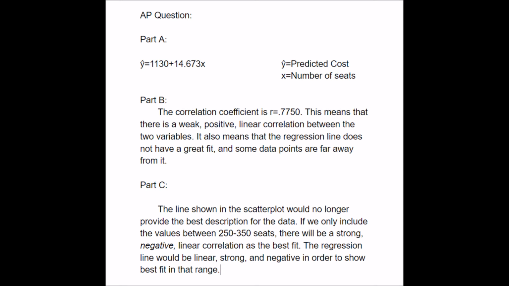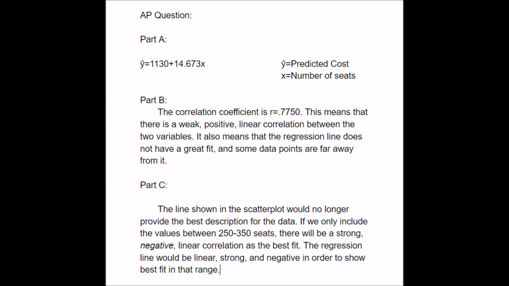regression line. So what we get is y hat equals 1130 plus 14.673x, where y hat is the predicted cost and x is the number of seats on the airplane.